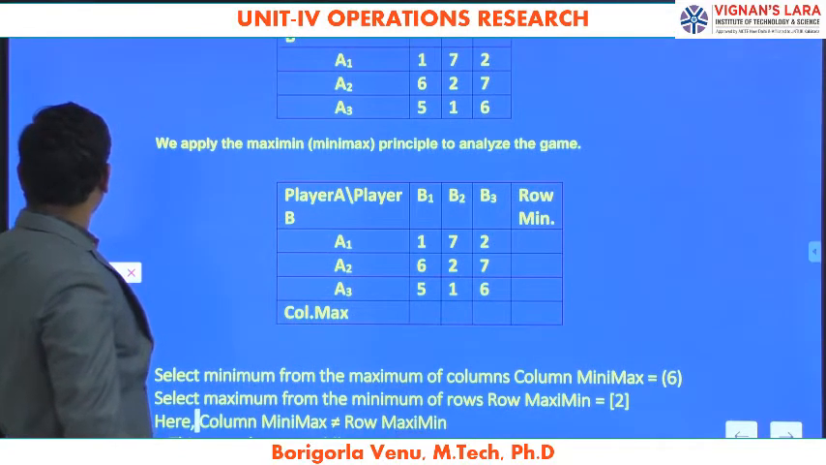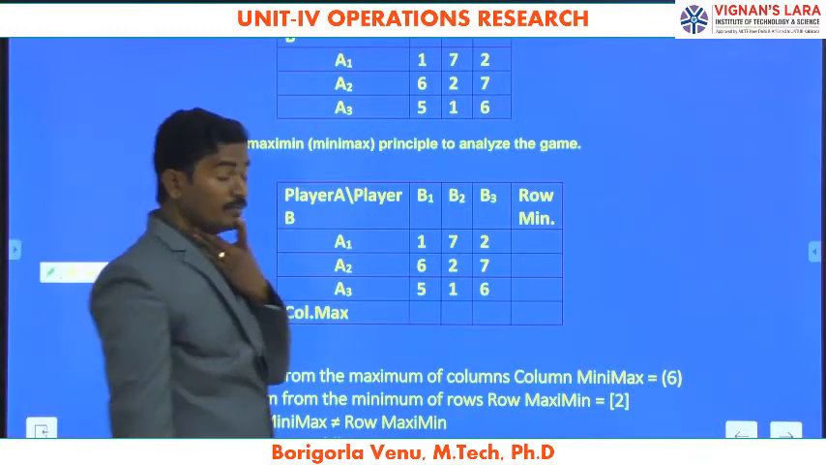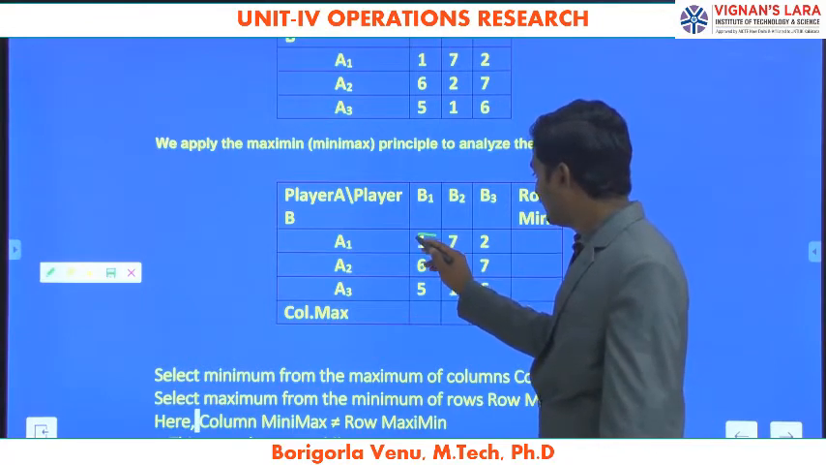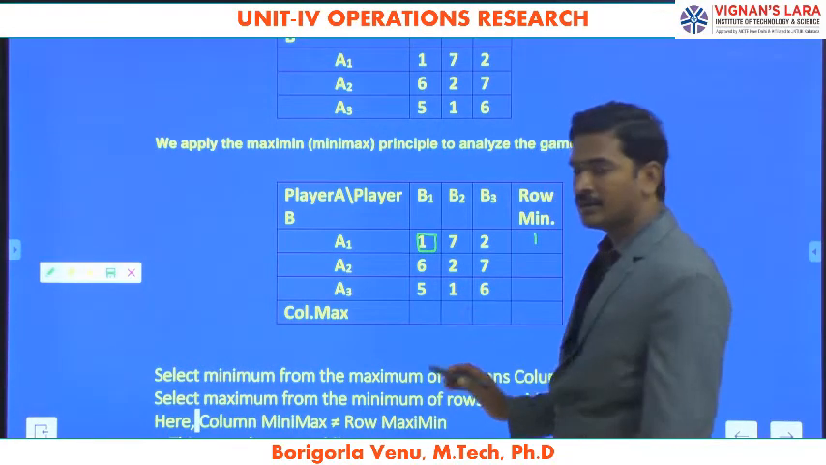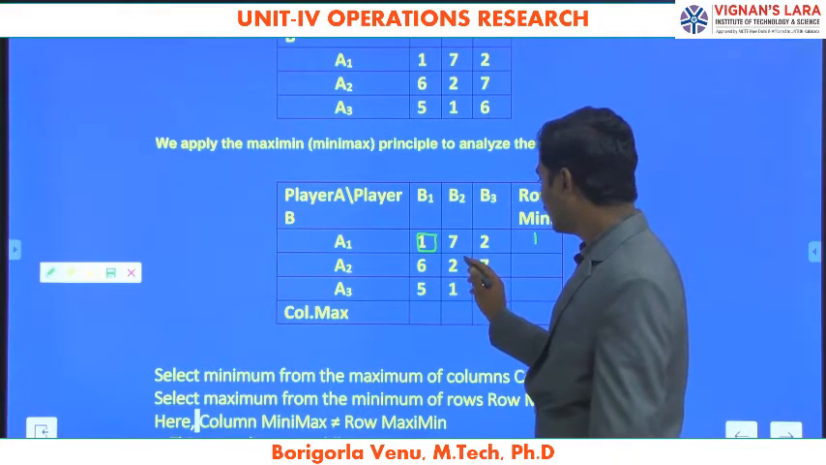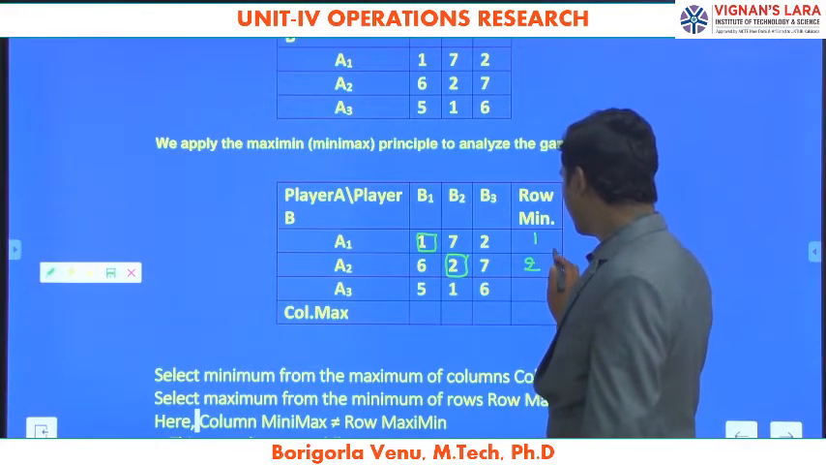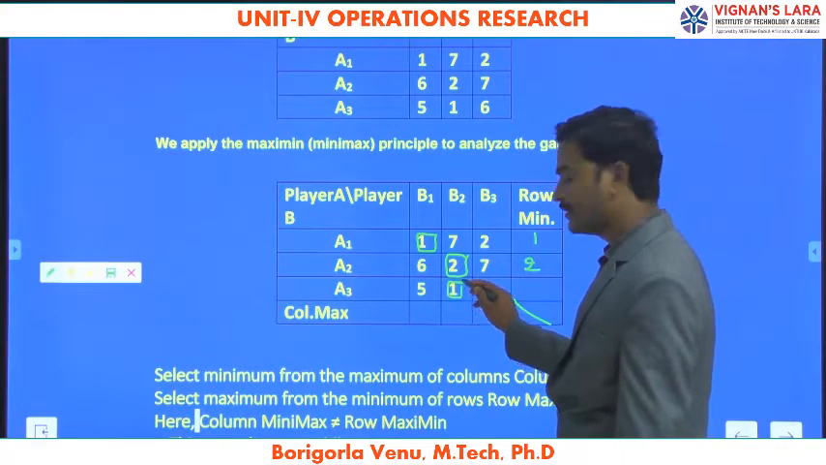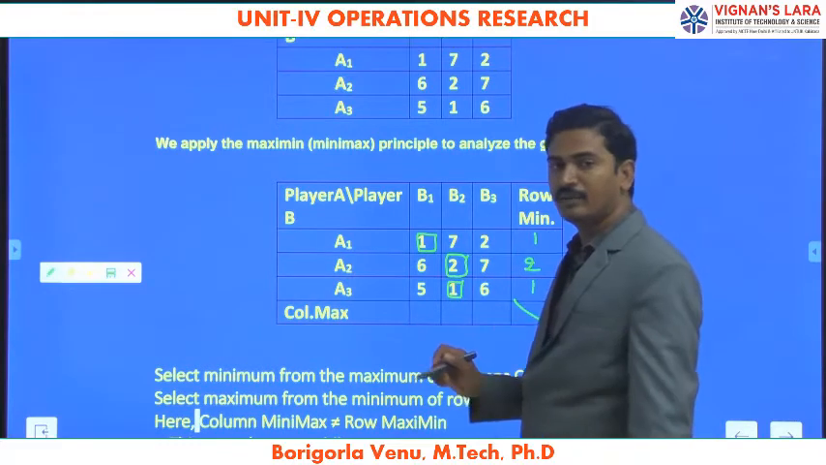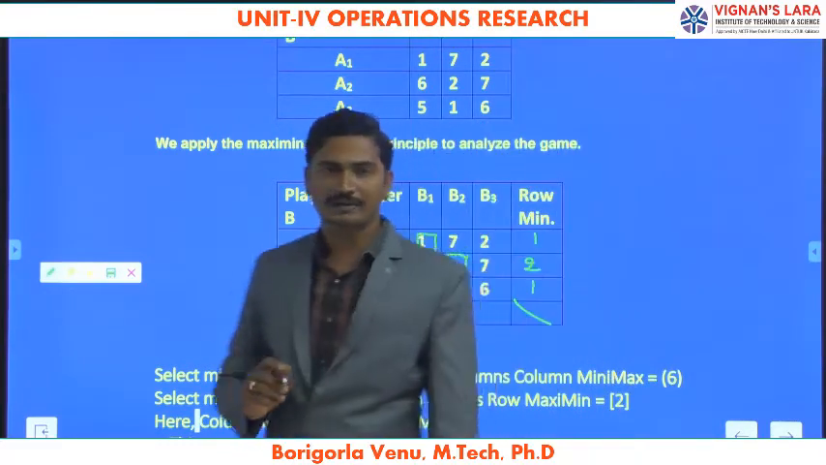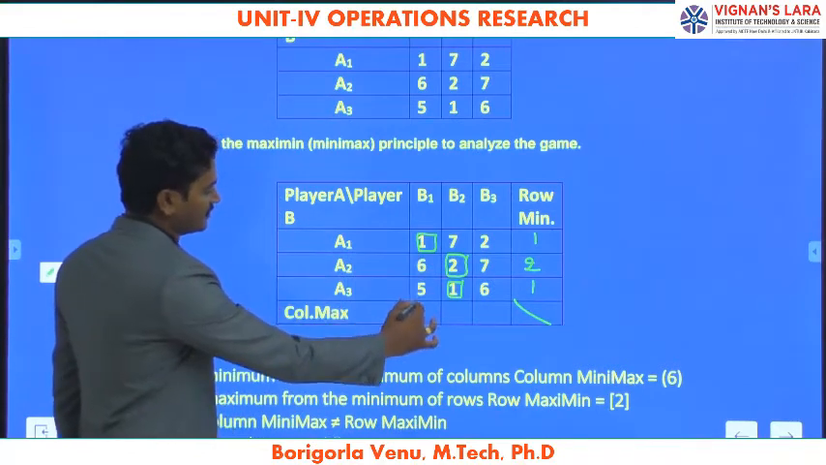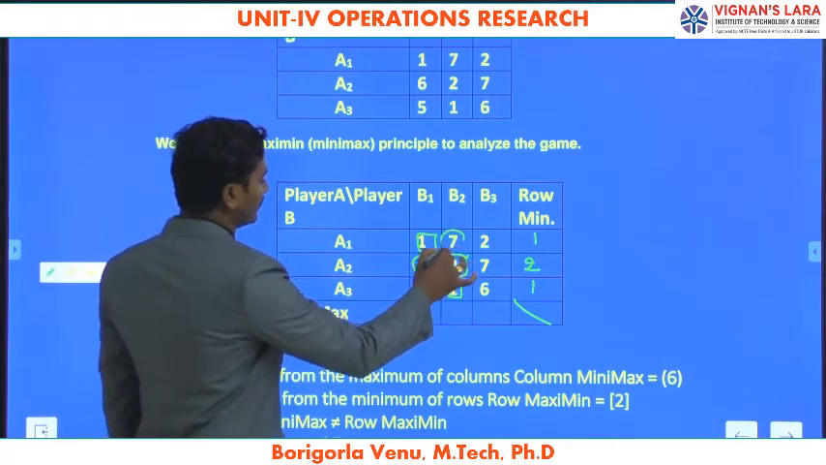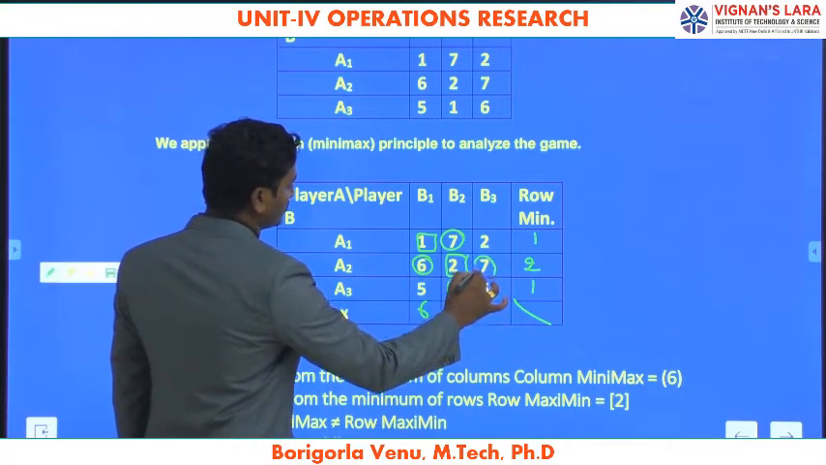First we have to calculate the row minimum and column maximum. Coming to the first row, 1 is the minimum. Next, in the second row, the minimum is 2. Coming to the third row, the minimum is 1. Next we calculate the column maximum. The column maximum is 6 in the first column, 7 in the second column, and 7 in the third column.